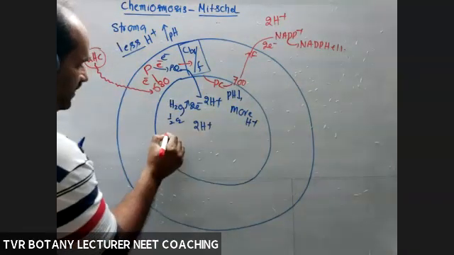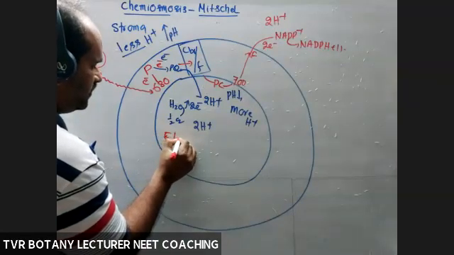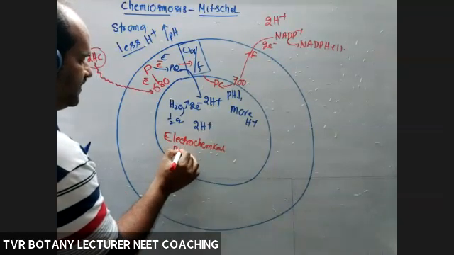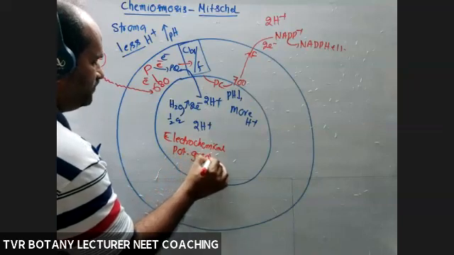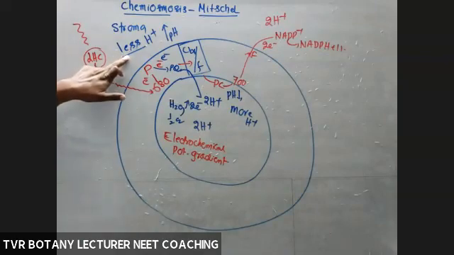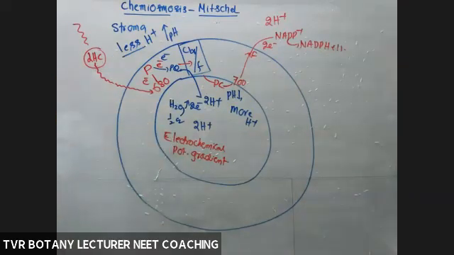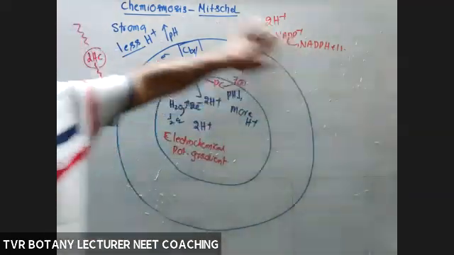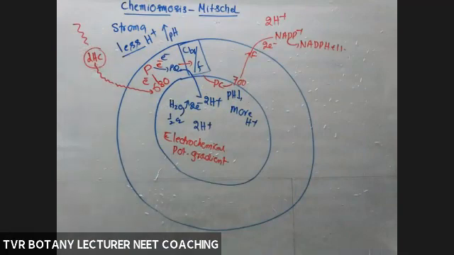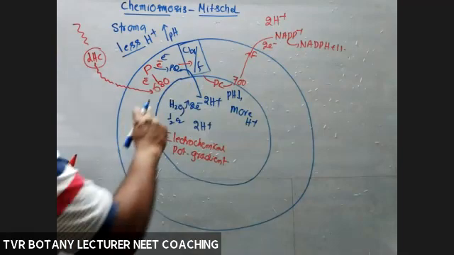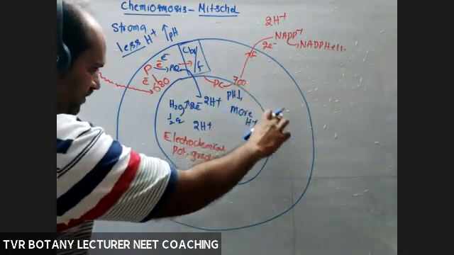So now, an electrochemical potential gradient is created. Okay, electrochemical potential gradient. Less H plus means more negative. More H plus means less negative, or not. So more number of protons, less number of protons in the membrane, stroma, sorry. Okay, more number of protons.